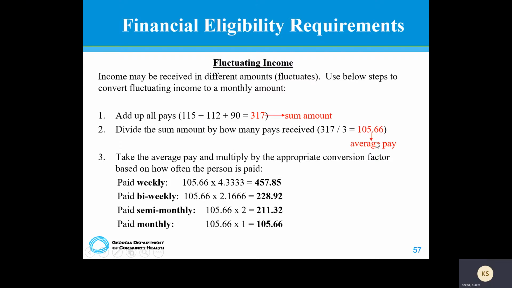And then you would take that average pay and convert it over to a monthly amount based on how often they're paid. So if they're paid weekly, you multiply by 4.3333, bi-weekly times 2.1666, semi-monthly is times 2, and monthly is times 1. So again, add your pays up all together and then divide by the number of pays received, and then you take that amount and convert it over to a monthly amount based on how often they're paid.